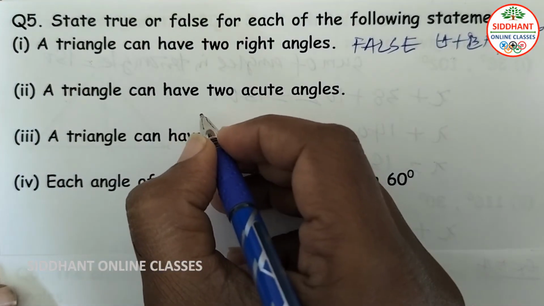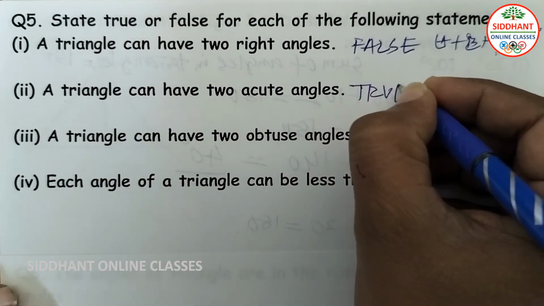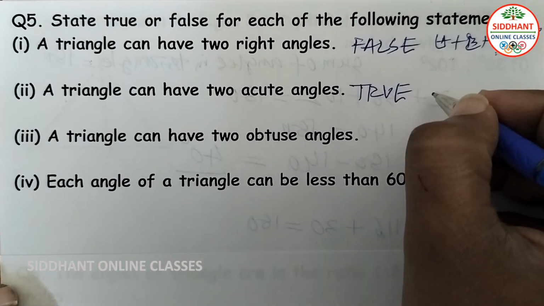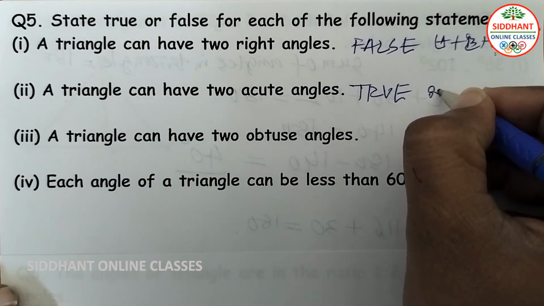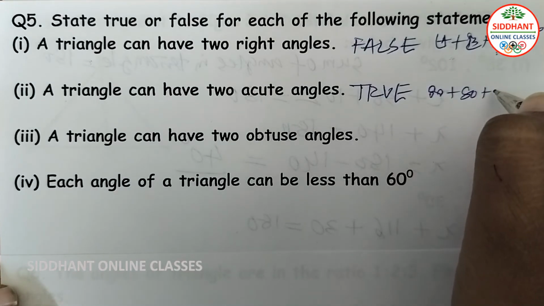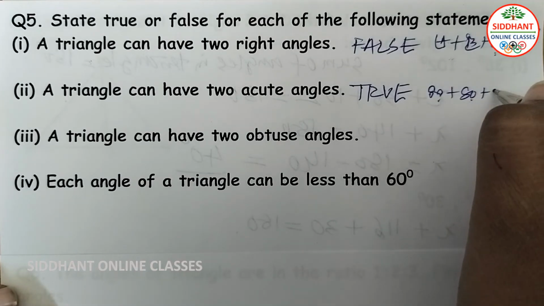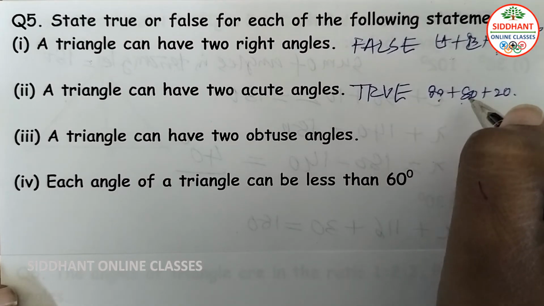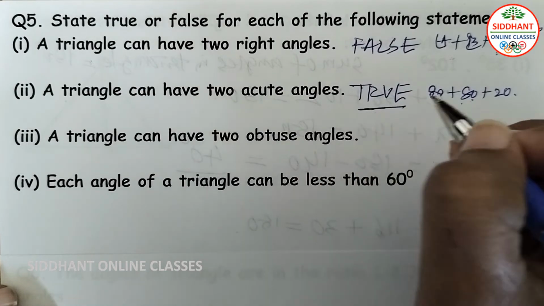Next, a triangle can have two acute angles. The statement is true. That means the sum of angles is A plus B plus C equal to 180 degrees. If one angle is less than 90 degrees, say 80, and the other is also less than 90 degrees, say 80, then 80 plus 80 is 160, so the third angle will be 20. So, two acute angles, is it possible? The answer is yes, it is possible, and the statement is true.